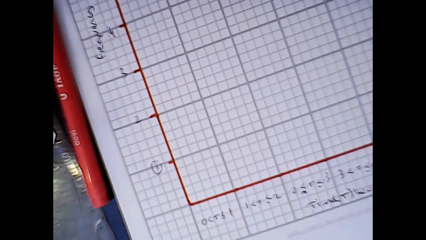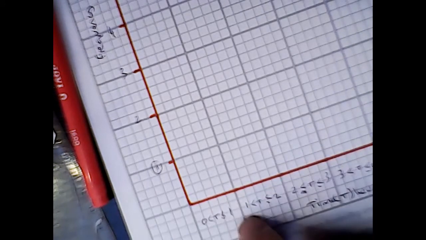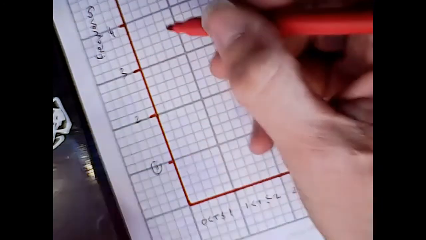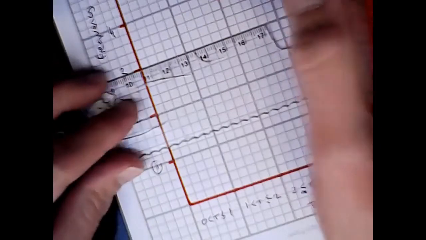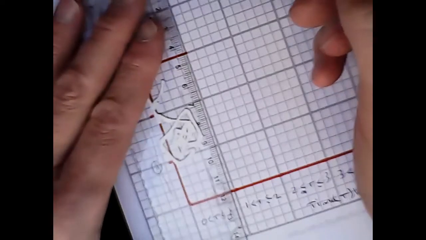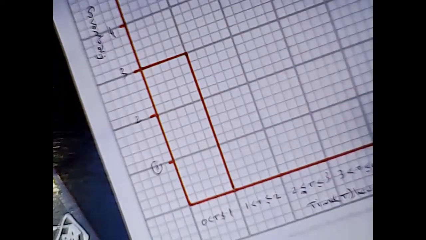Okay. Now all I do now is just put the information from the table onto the charts. For example, the first one here, the time is between 0 and 1. The frequency here is 3. So all I do is I draw a line here across from 3 and down. And that's my graphic explanation of the first class.